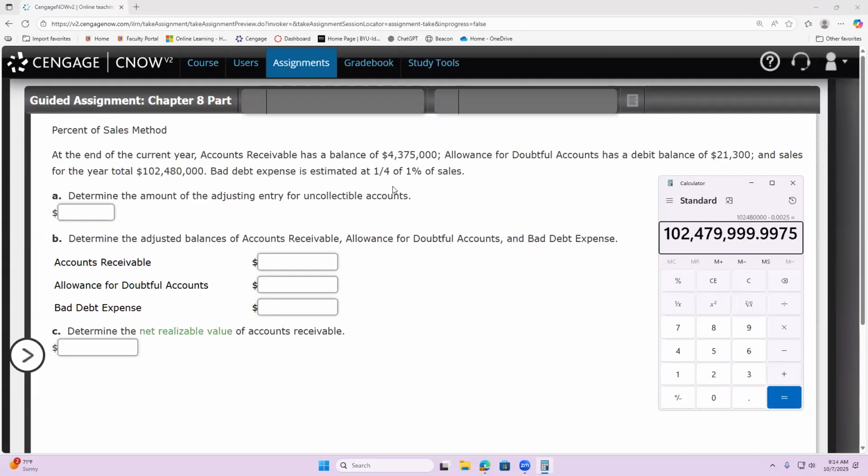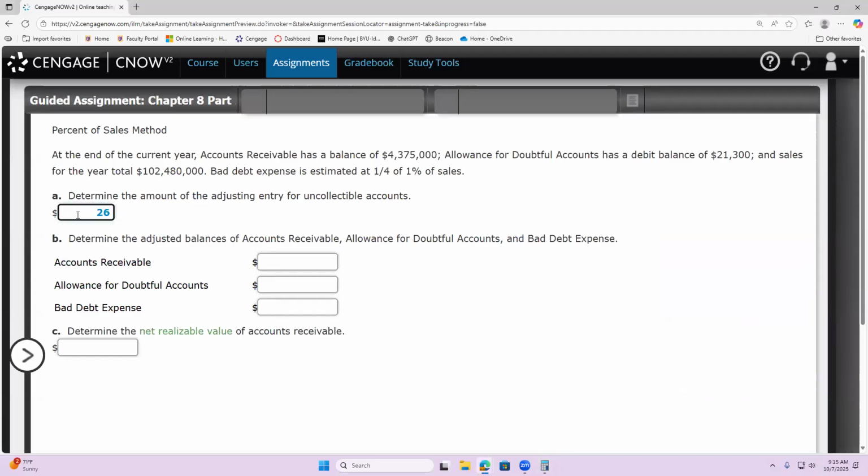Oh, what did I do wrong? Oh, I did minus. I thought I hit times. They're right next to each other, to be fair. But you'd think after years and years of using one of these, I wouldn't make so many mistakes. False. Times 0.0025 gives $256,200.